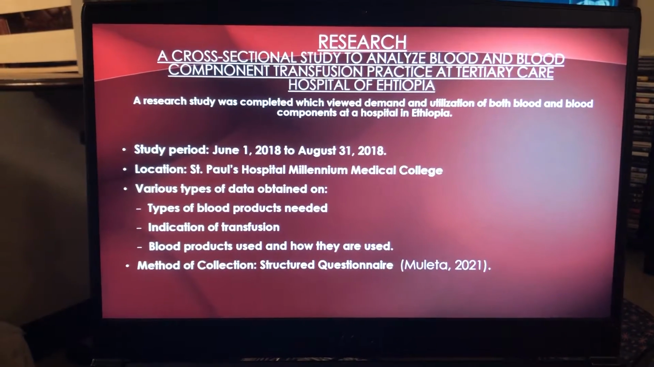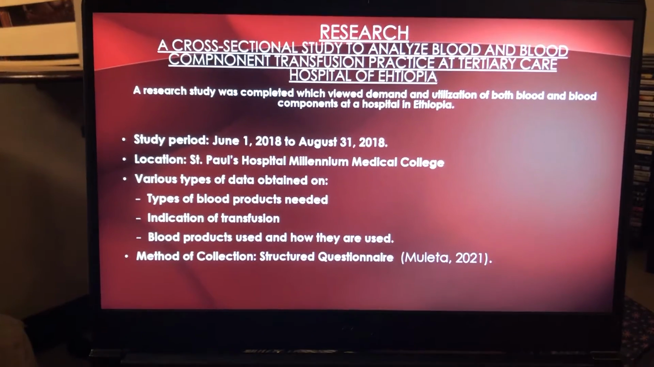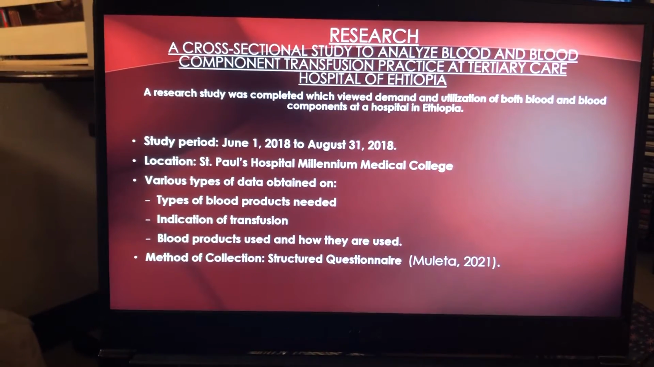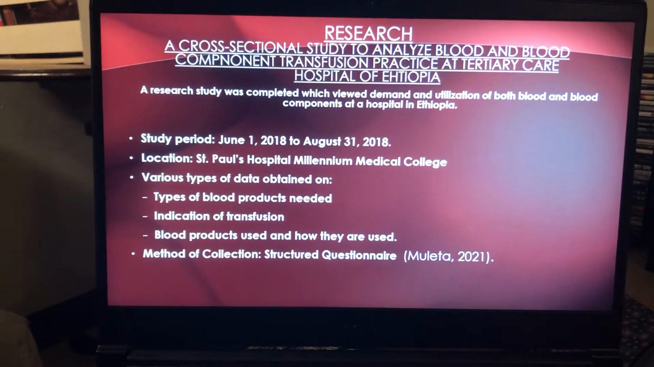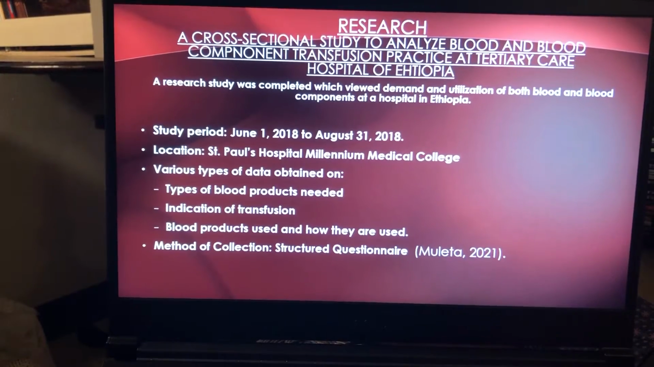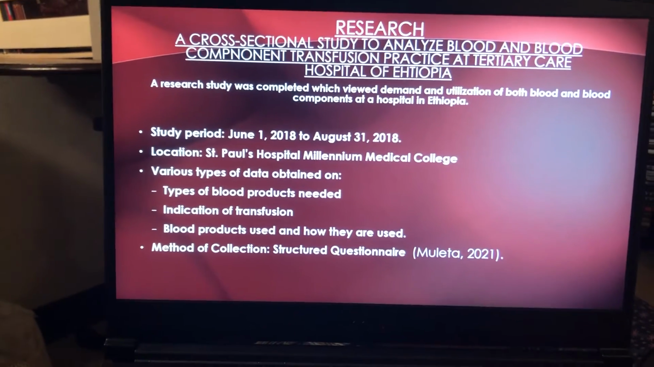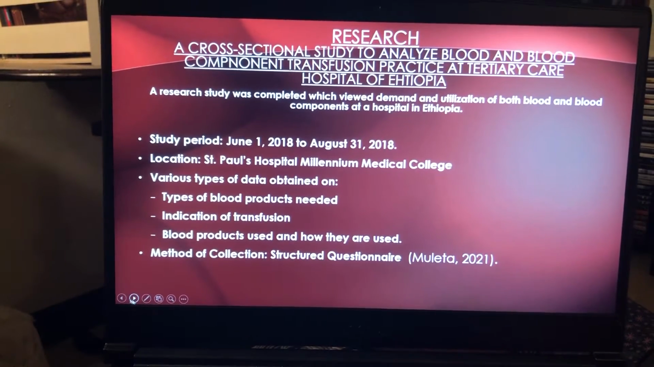Different types of data were obtained. They reviewed the types of blood products that were needed, the indication of transfusion, which means the reasons they needed these transfusions, the patients, and then the blood products that were used and how they were used. This data was collected by a structured questionnaire for the employees of these patients.